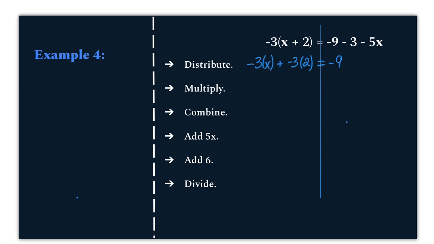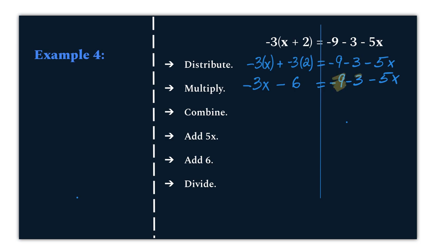Let's go ahead and rewrite everything else the same. Okay, let's multiply. Negative 3 times x is negative 3x. Negative 3 times 2 is negative 6. Let's go ahead and rewrite everything else the same. Now we're going to move to combining like terms. Please evaluate the equation. Where do you see like terms?